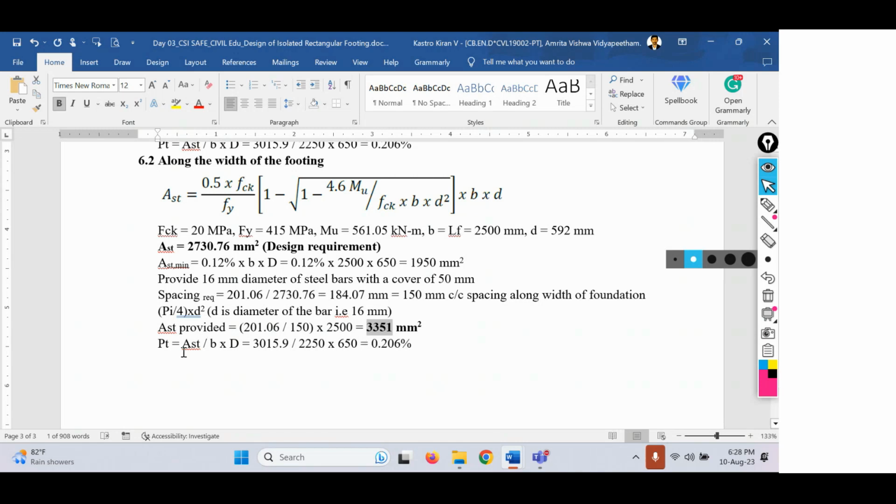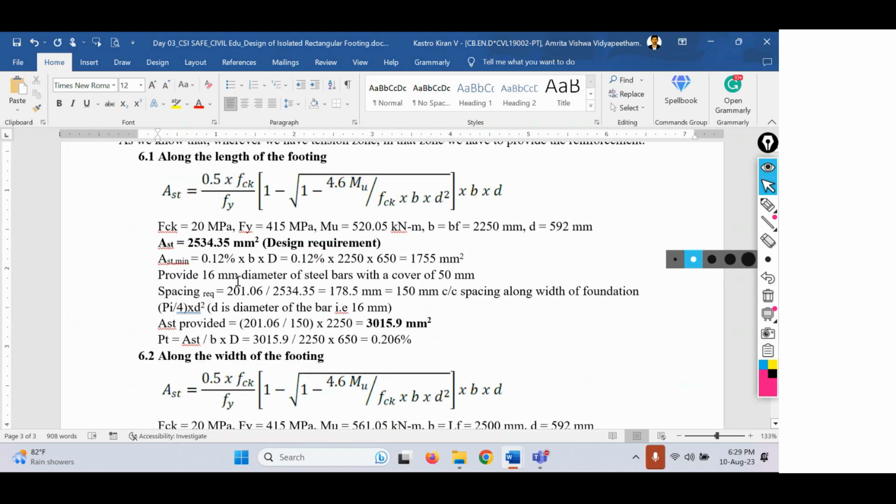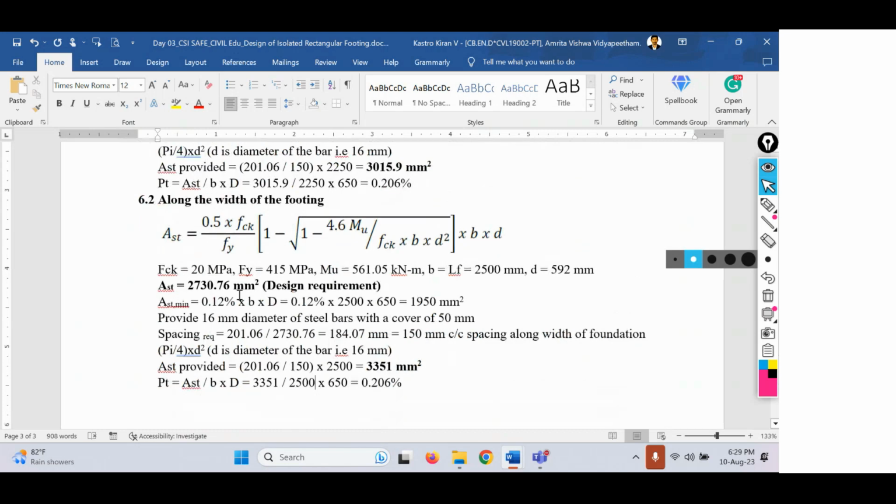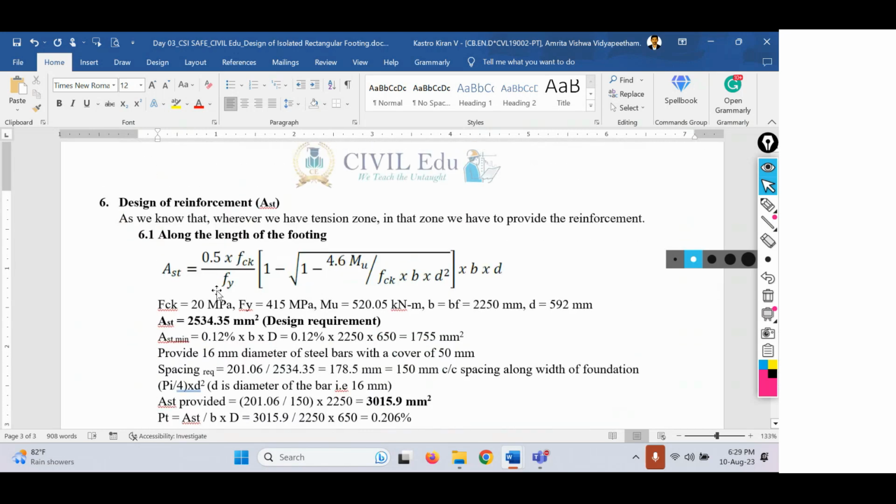Right. So from this, we are going to find out the percentage of steel, that will become 3351 upon 2500 into 650. That will give you the same value of percentage of reinforcement, which is 0.206 percent. So that's how we are going to find out the reinforcement along the length direction and along the width direction. That's the determination of reinforcement.